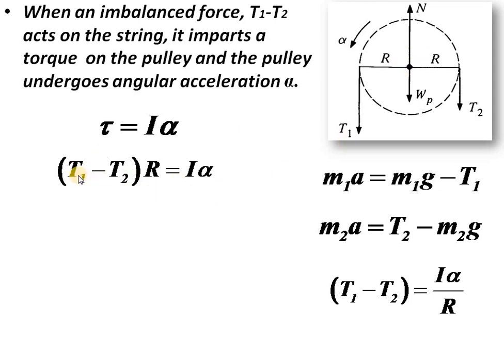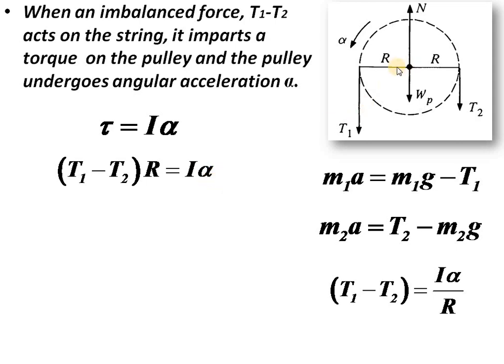From the figure you can see that the net force is T1 minus T2. T1 is due to mass 1 and T2 is due to mass 2, and the resultant tension is acting on the pulley. The tension is nothing but force, so this is the resultant force acting on the pulley. Force into perpendicular distance is the torque, which is equal to I into alpha. Hope this is clear.